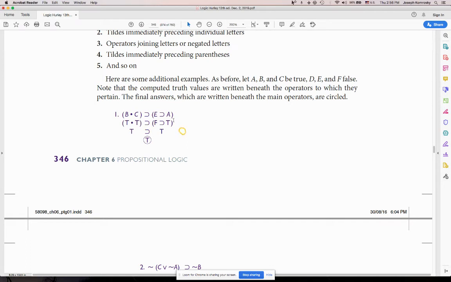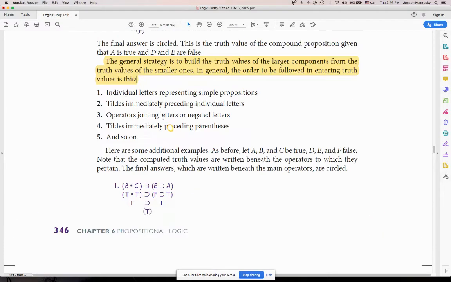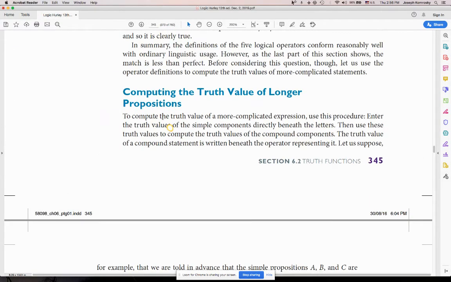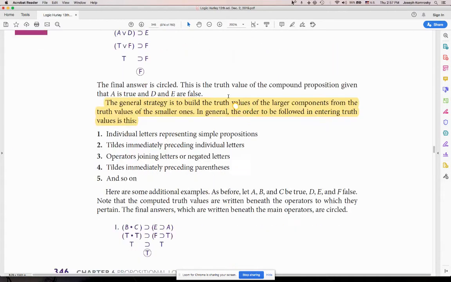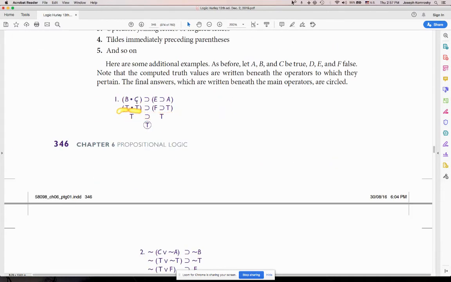So let's just do this one. B and C were both true. E turns out to be false. We have an A that was true. Again, not to confuse you, he's just telling you very simply here what to do. So we come down and we substitute. We've got all of our T's and F's. We'll do this side first. We have a T and a T on a conjunction. Both sides have to be true for the whole thing to be true, so therefore it's true.